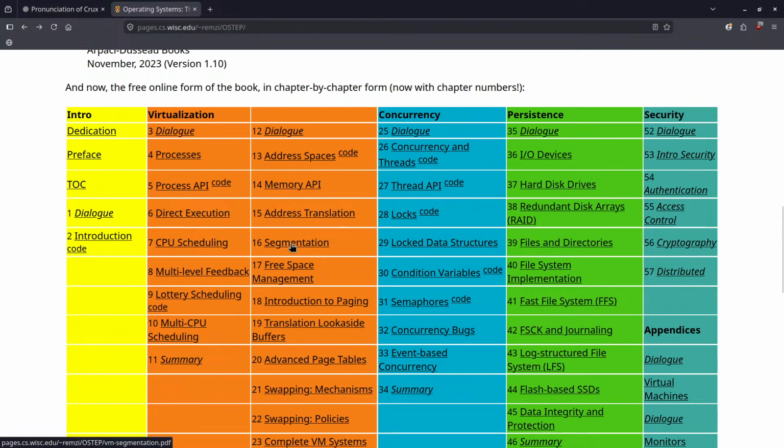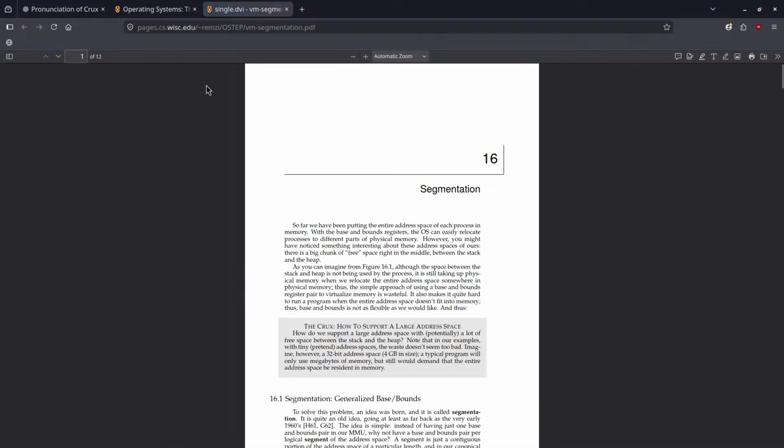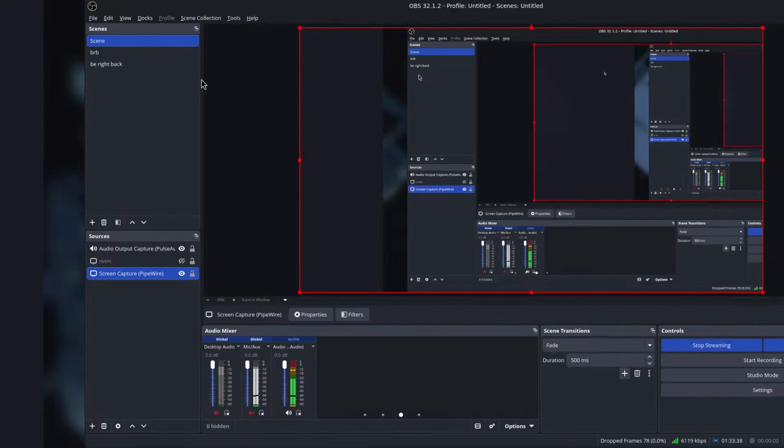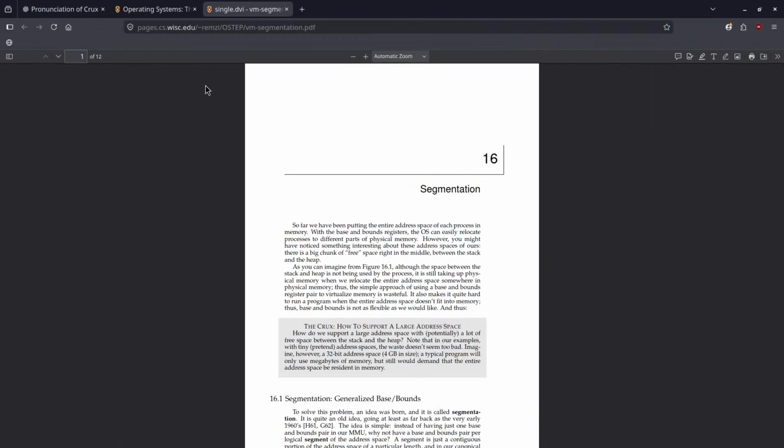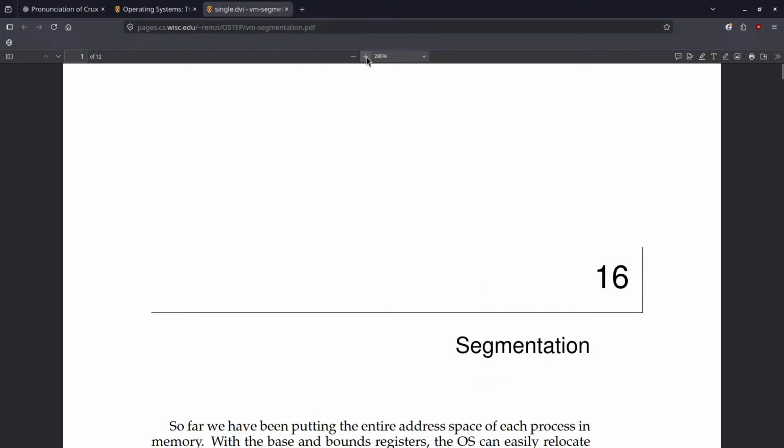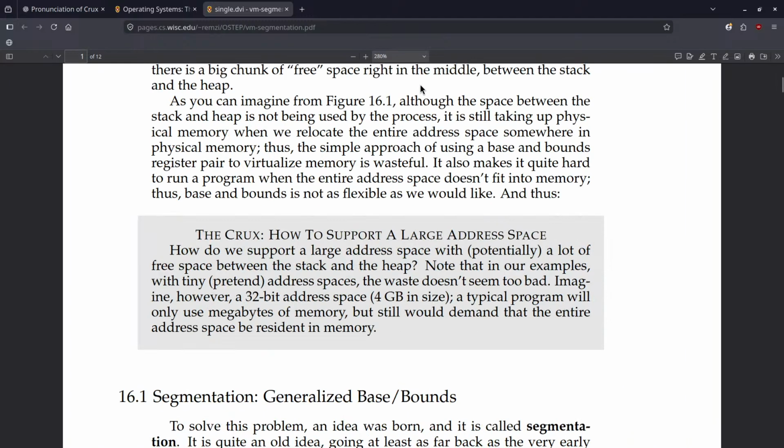Okay. Segmentation. Segmentation fault. How much time has passed? Okay. Wait. This one is 12 pages.